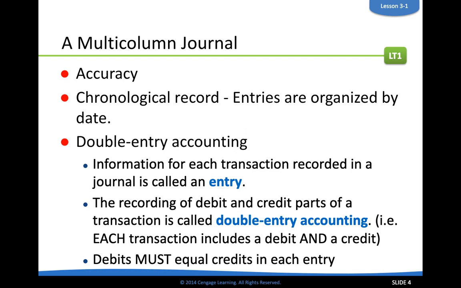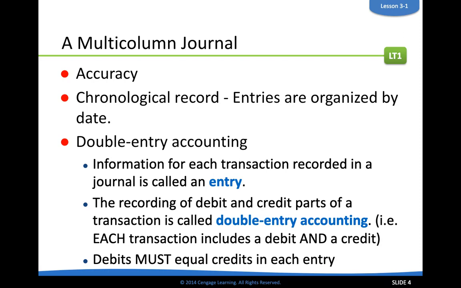Multi-column journals ensure accuracy. They are recorded chronologically, which means the entries are organized by date. And then this idea of double entry accounting, which is really what you guys were practicing in chapter 2, is that when you record a transaction in a journal, it's called an entry. And then when you include the debit and the credit parts of each transaction, it's called double entry accounting, which just means each transaction includes a debit and a credit. Debits must always equal credits, and that helps us ensure that our accounting equation stays equal on both sides.